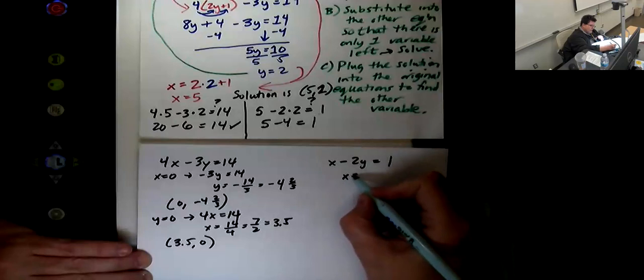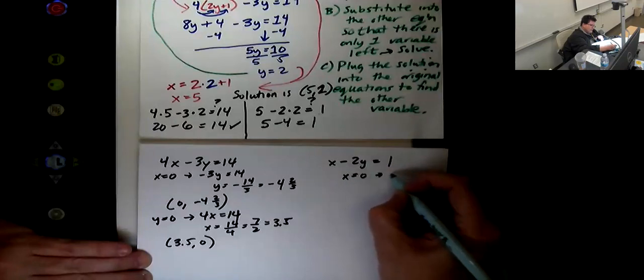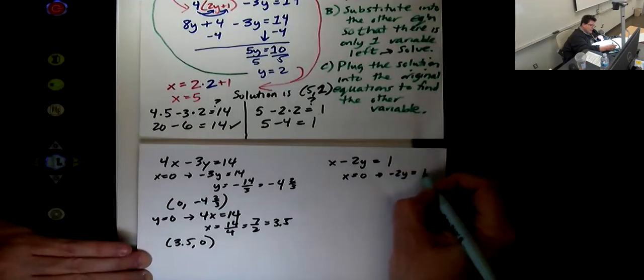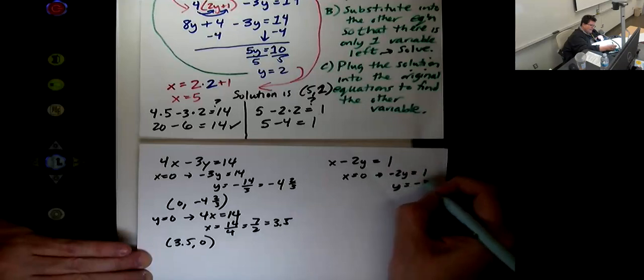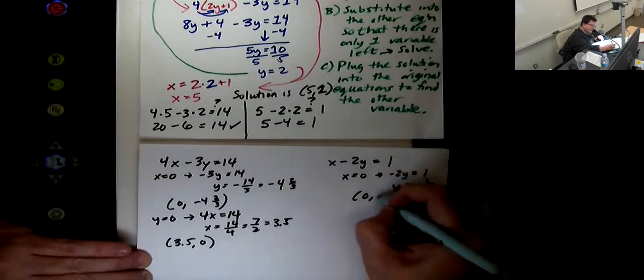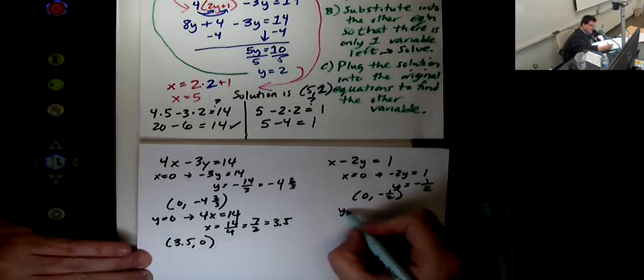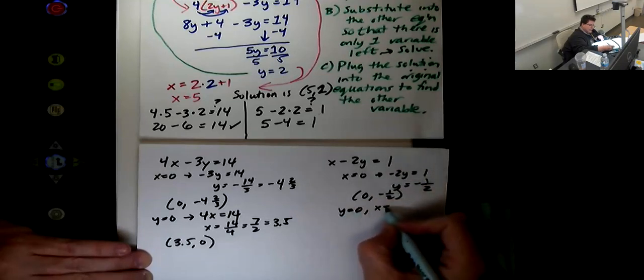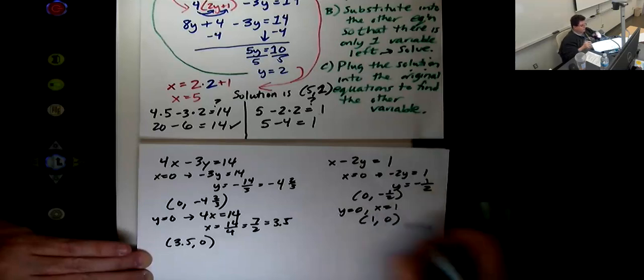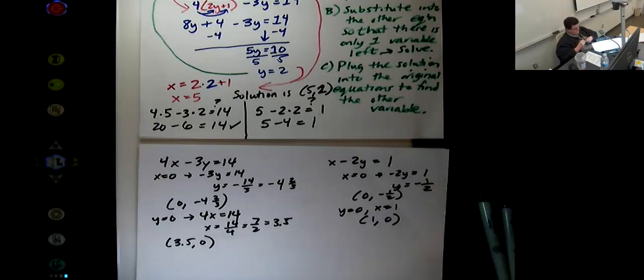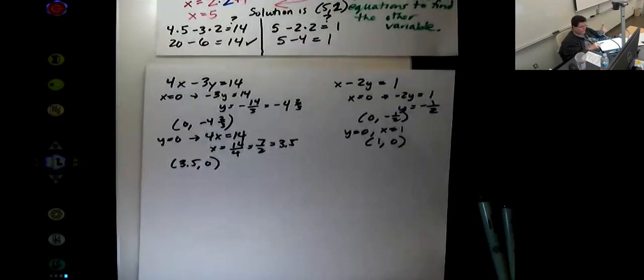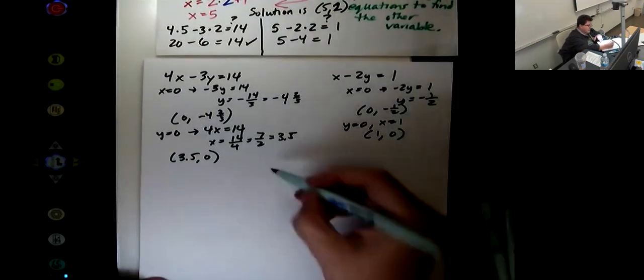When x equals 0, I get negative 2y equals 1, so y equals negative 1/2. I got 0, negative 1/2. And when y equals 0, x equals 1. So I got the point 1, 0. So I'm going to sketch this real quick.